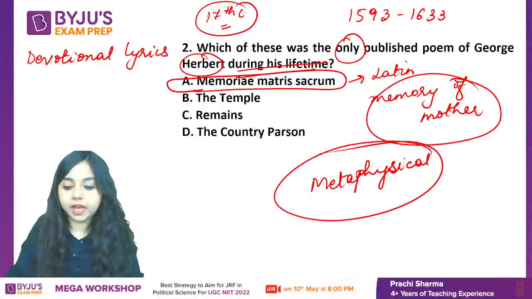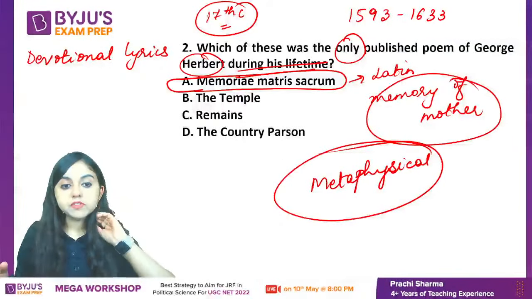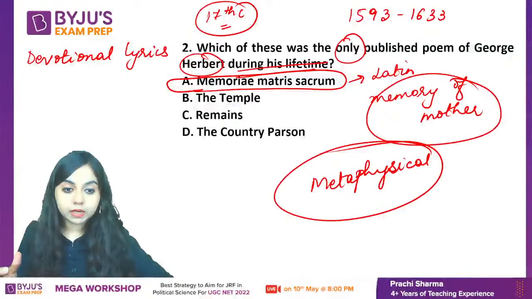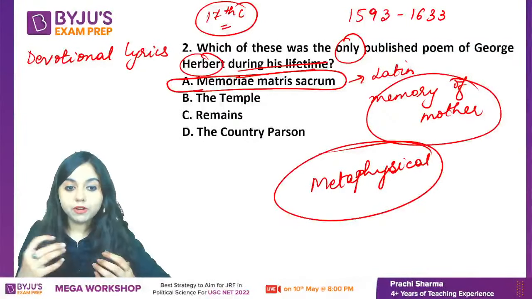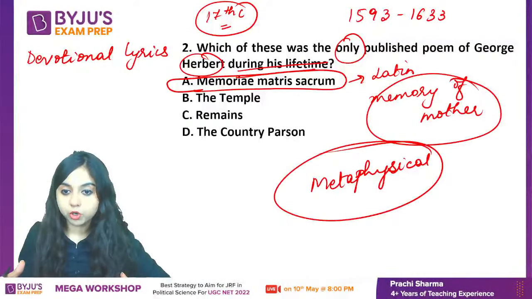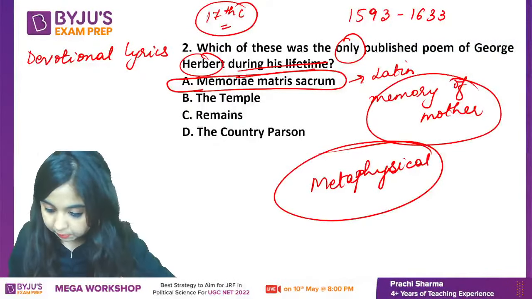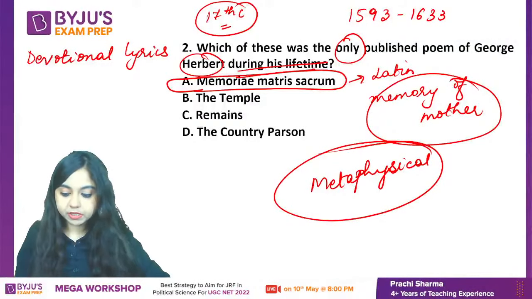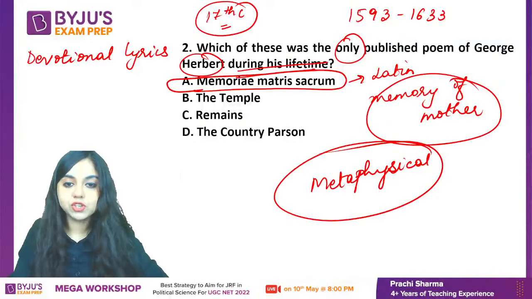Now, he's considered to be a member of the metaphysical school of poets. So please remember that: metaphysical group of poetry, metaphysical school of poets, metaphysical poetry. He's considered to be a member of that particular school. So please keep that in mind. I hope this is clear to everybody. Let's move on to the next question very quickly.